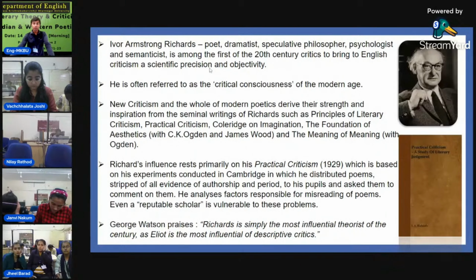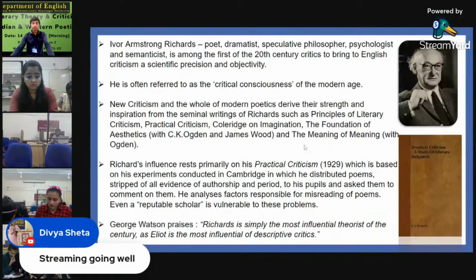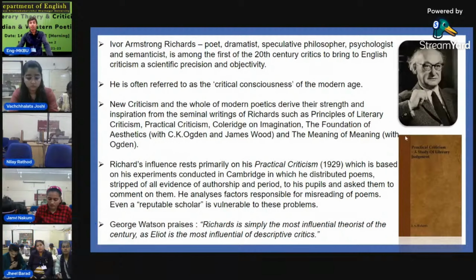So he is often referred to as the critical consciousness of the modern age. He was a prominent critic of this modern age. New Criticism and the whole of modern poetics derive strength and inspiration from the seminal writings of Richards, such as Principles of Literary Criticism, Practical Criticism, Coleridge on Imagination, The Foundations of Aesthetics, which he wrote in cooperation with C.K. Ogden and James Wood, and The Meaning of Meaning. So it is the very first work of this critic with Ogden.